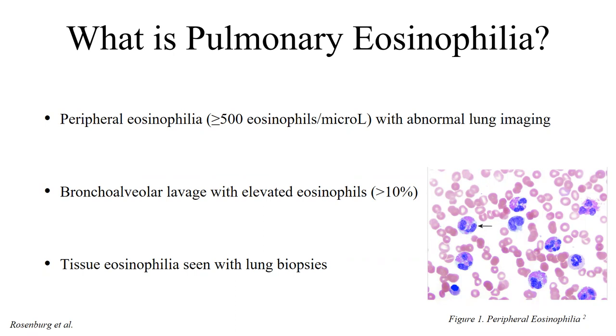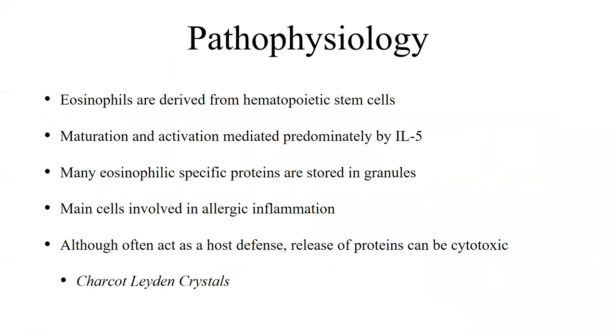So in terms of the pathophysiology, eosinophils are derived from hematopoietic stem cells, kind of going back to our First Aid review days. They undergo maturation and activation predominantly by IL-5. There are many different cytokine mediators involved, but IL-5 seems to be one of the main ones. Other ones include IL-3 and granulocyte-macrophage colony-stimulating factor. And IL-5 is basically in charge of the expansion of eosinophils and causes them to be released from the bone marrow.